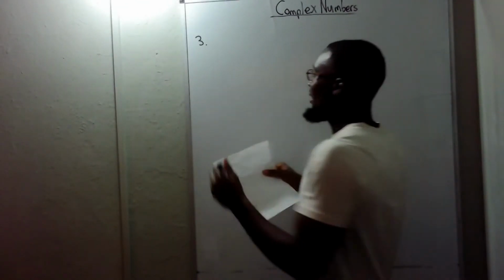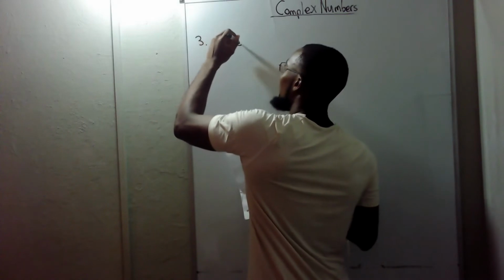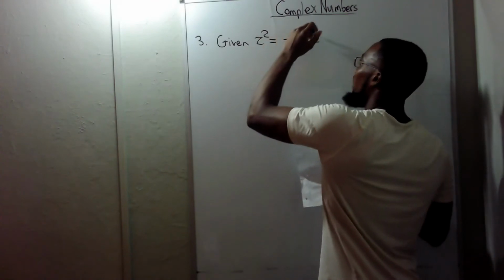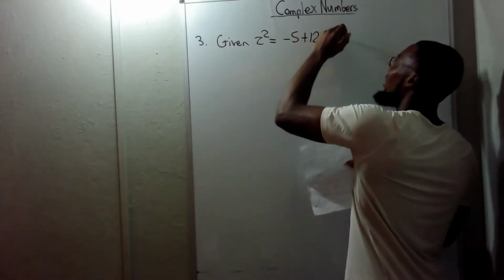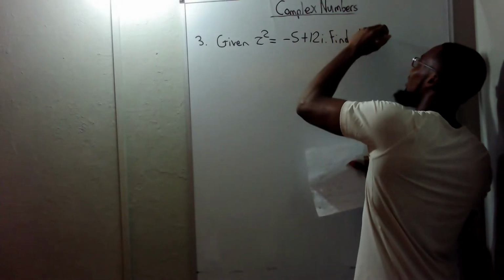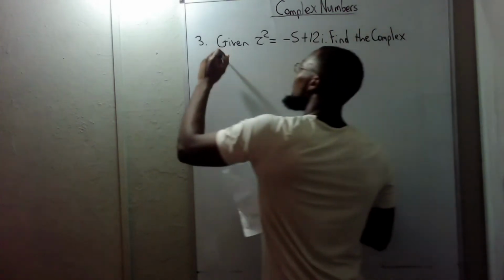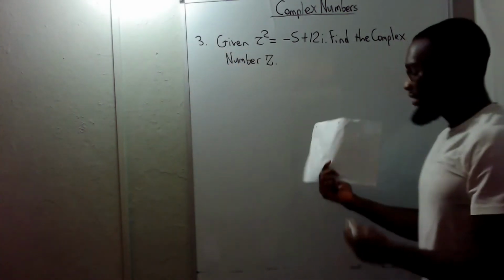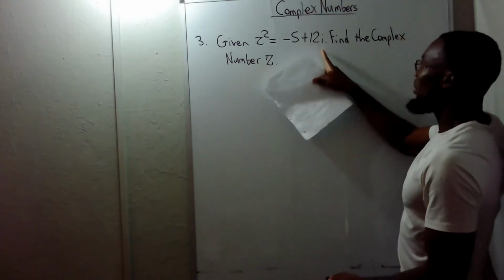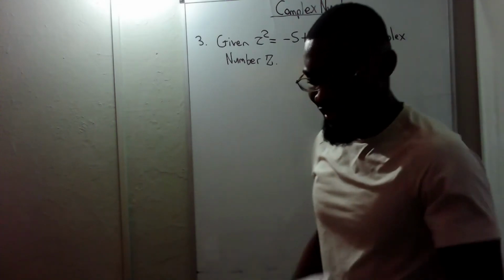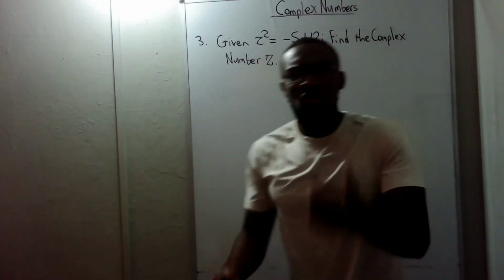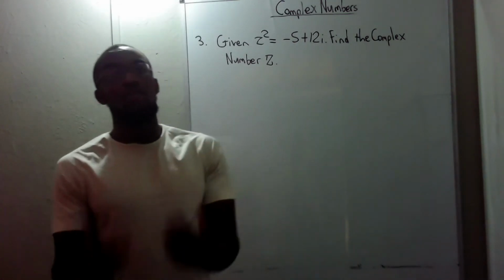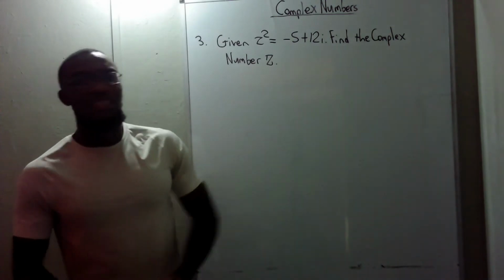Alright, now this question says, given z squared is equal to minus 5 plus 12i, find the complex number z. Now, when you square a complex number, the result is complex. Alright? It's going to be complex.